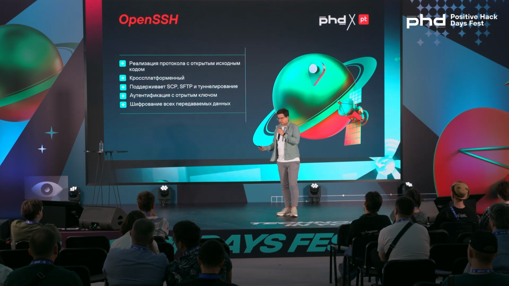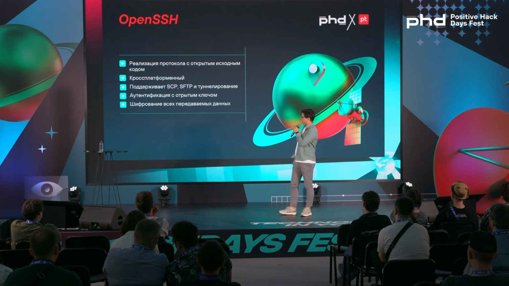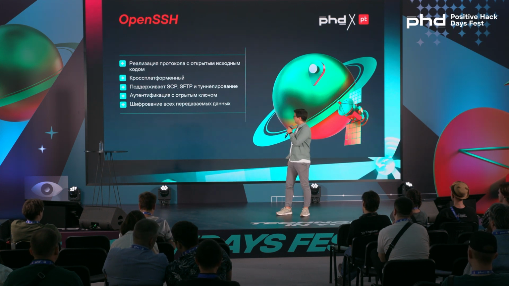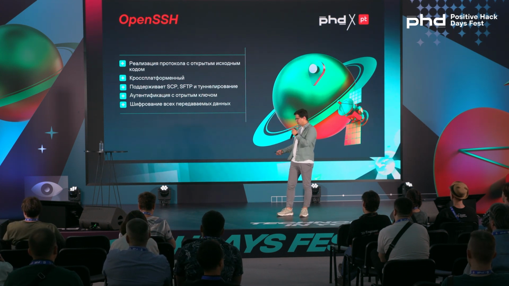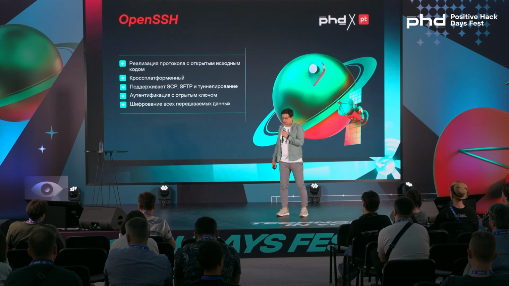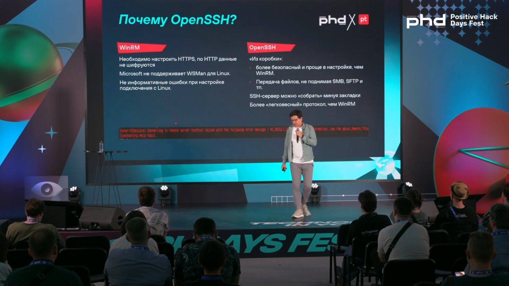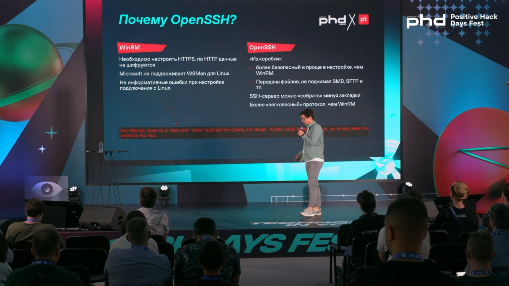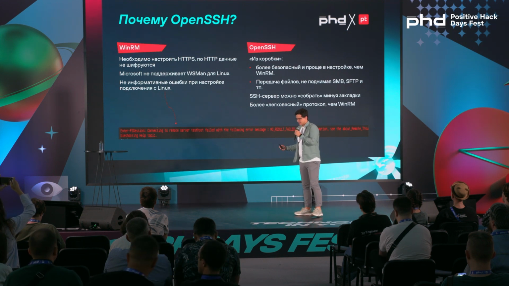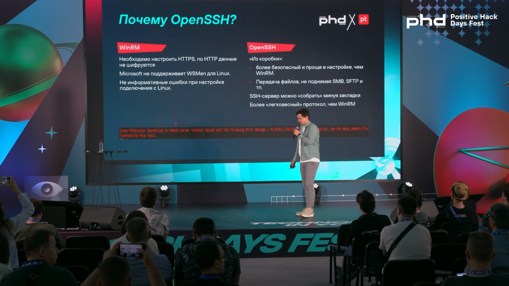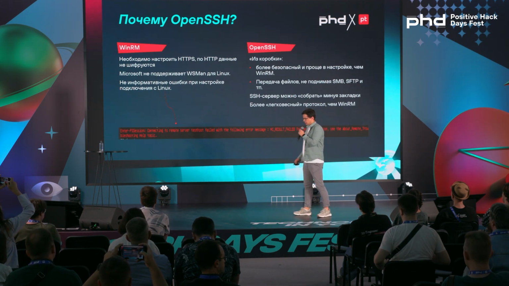Now, regarding OpenSSH, it's an open source protocol implementation. It's cross-platform. It supports the functionality to do SCP and SFTP and also tunneling. It also has public key authentication, and it does encryption as well. So you get into a number of problems when connecting to a Windows machine. Windows has its own difficulties.